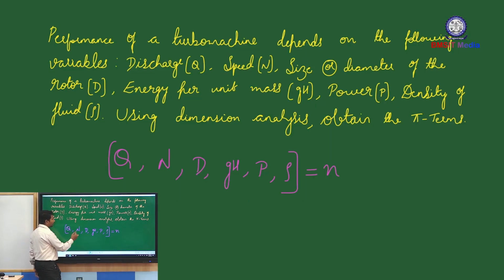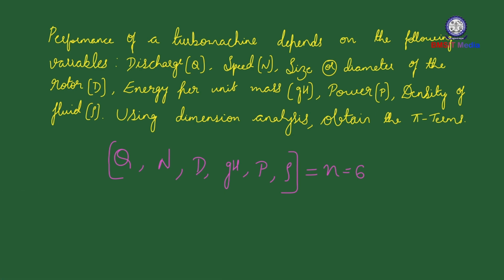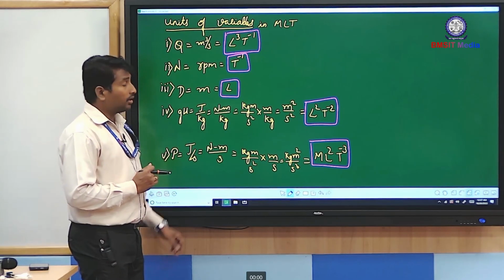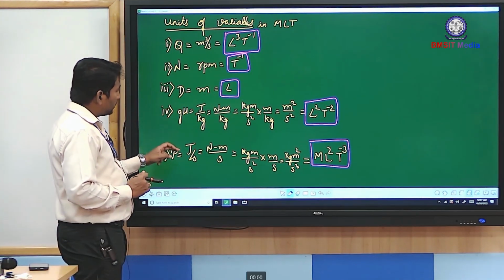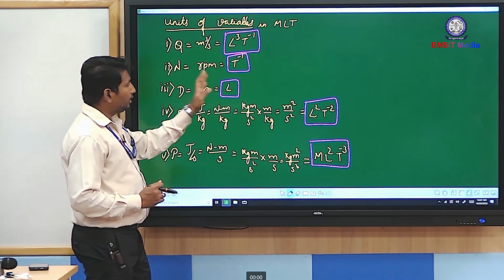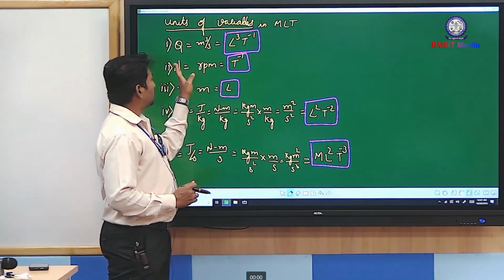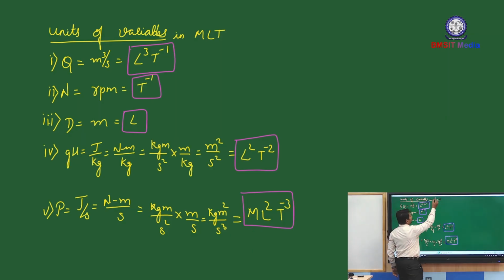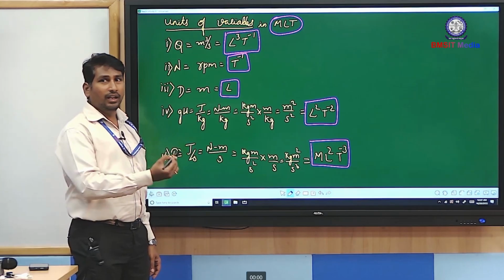The number of variables is n. There are 6 variables. So what is the technique for this question? This is the solution. First, we are supposed to make a note of all the variables and write down these variables in the form of units. Let us try to write the units of these variables in the form of MLT, mass, length and time.